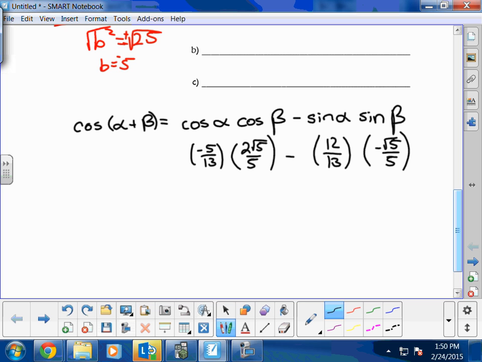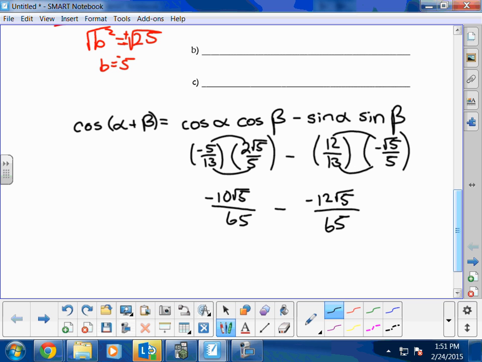Okay, good. Let's go ahead and apply this as well. Remember, as far as this part right here, these multiply. It's going to give me negative 10 square root of 5, and 13 times 5, again, is 65. Minus, in this case, I'm going to do 12 times square root of 5, which is negative 12 square root of 5, and 65 is the denominator again for multiplying 13 and 5. Now these two negatives make a positive.